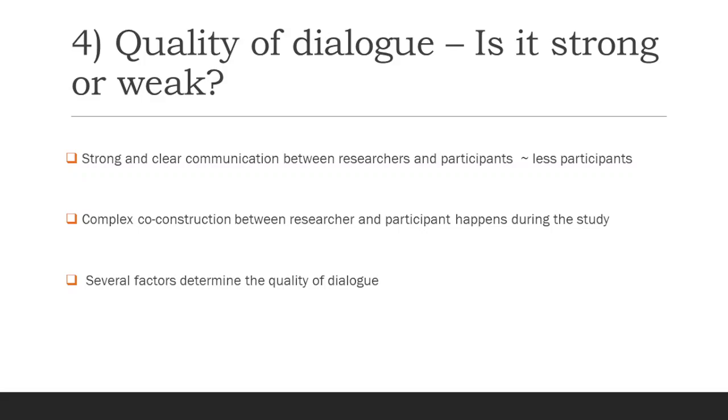The fourth aspect that achieves information power that Malterud and colleagues discuss is about quality of dialogue. So they said strong and clear communication between researchers and participants requires fewer participants as opposed to ambiguous and unfocused dialogues. Getting empirical data in a qualitative study normally requires complex co-construction between you as a researcher or the researchers in general and participants.